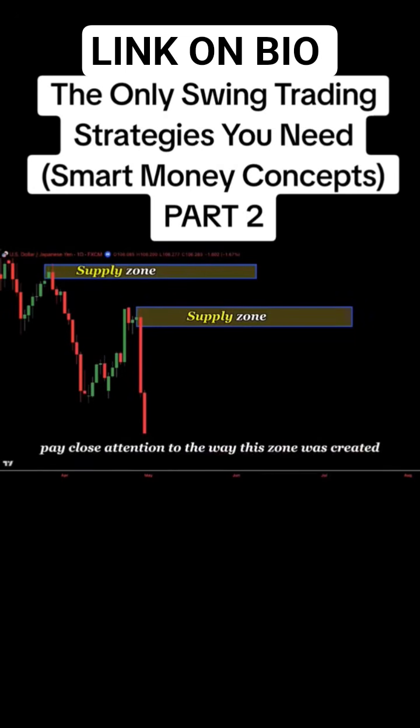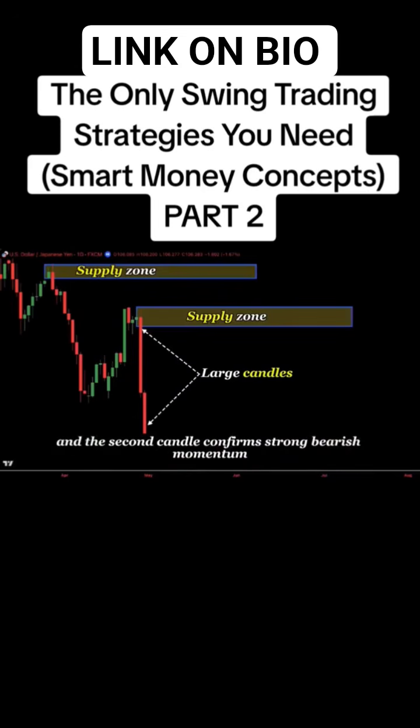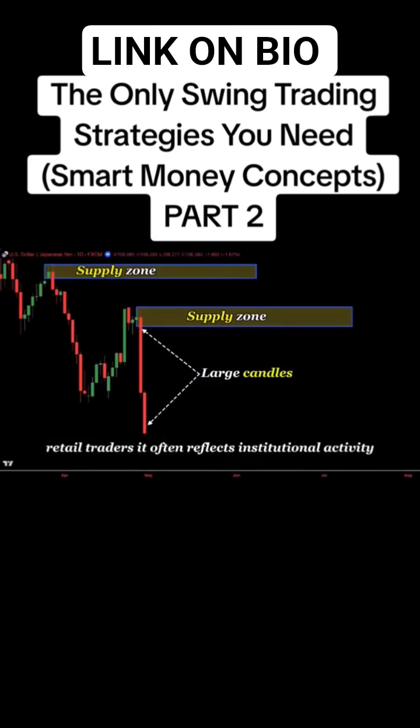Now pay close attention to the way this zone was created. Look at these large bearish candles. This first candle shows aggressive selling pressure, and the second candle confirms strong bearish momentum continuing into the downside. This type of explosive move is not usually created by random retail traders. It often reflects institutional activity, which is why we call this an institutional footprint.